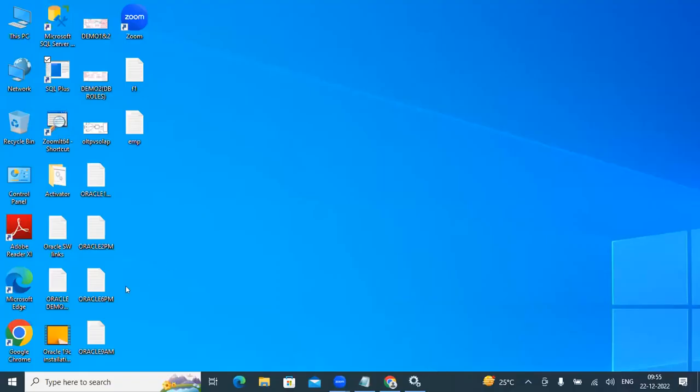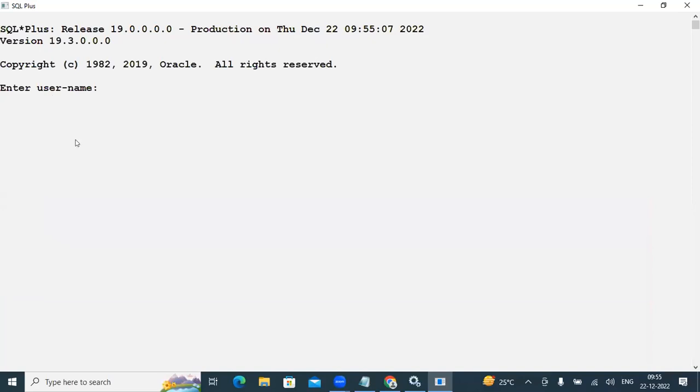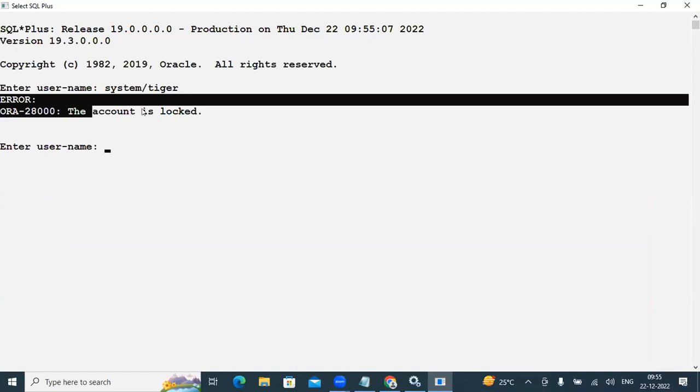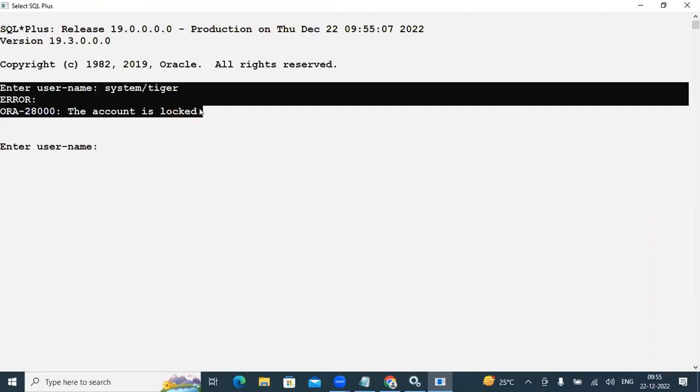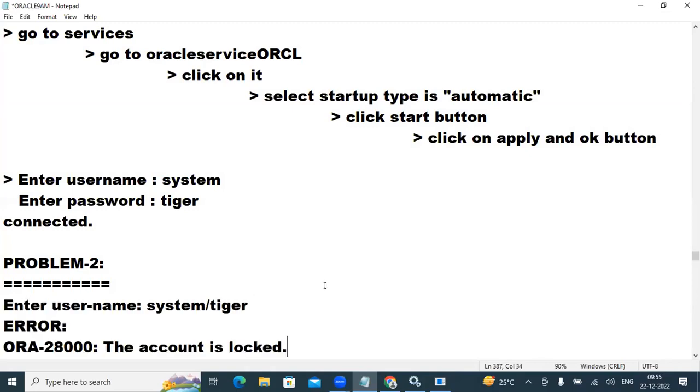Okay, right. So again, you come out here, SQL Plus, and open now. After opening this, come back to here. Again, you have to enter your username system and enter your password Tiger. But the second time, when you enter your username and password, one more error we will get, and that is called the account is locked. So whenever this problem comes to you, how can I overcome it? Okay, now write down below. The problem number 2.